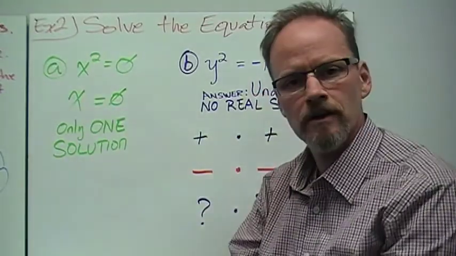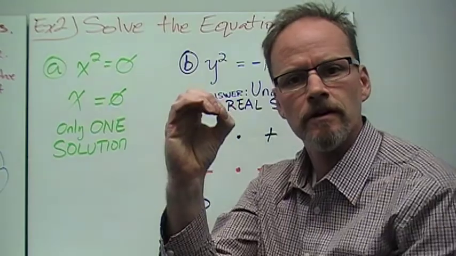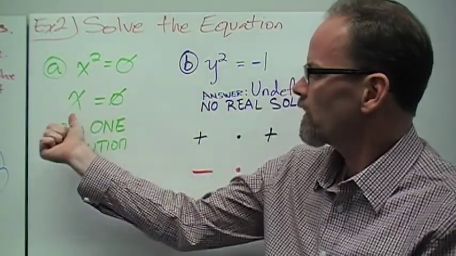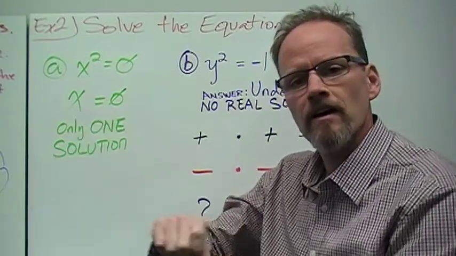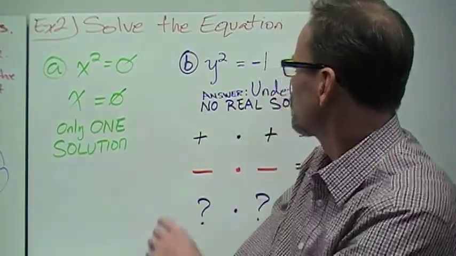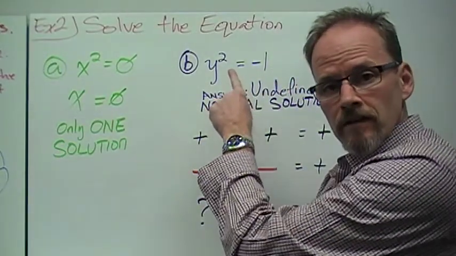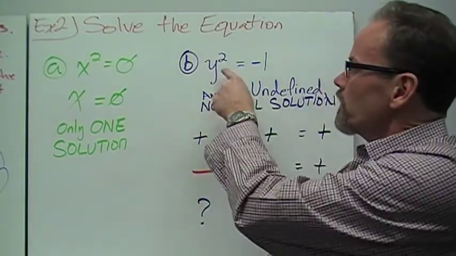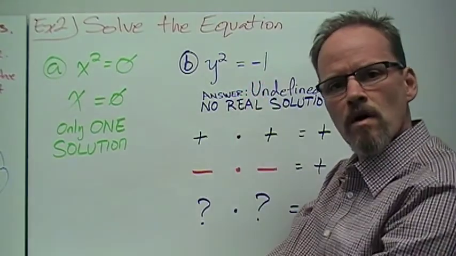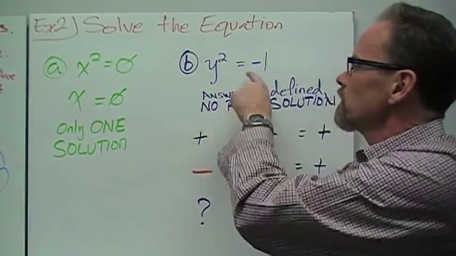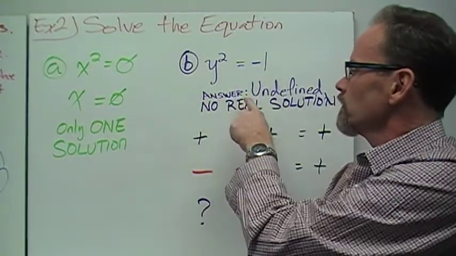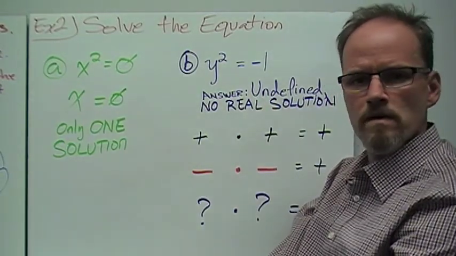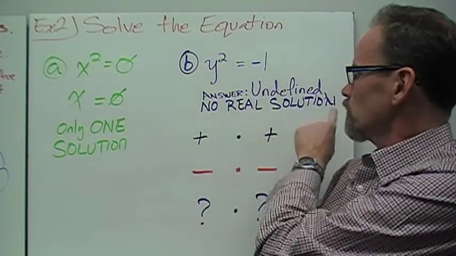What happens when it's 0? Remember, 0 times 0 is 0. So in this case, x is just 0, and we have one solution. Here's another interesting special case that you're going to see from time to time. Y squared equals negative 1. So what happens when the answer is a negative 1 over here? This is when it's undefined. There's no real solution.